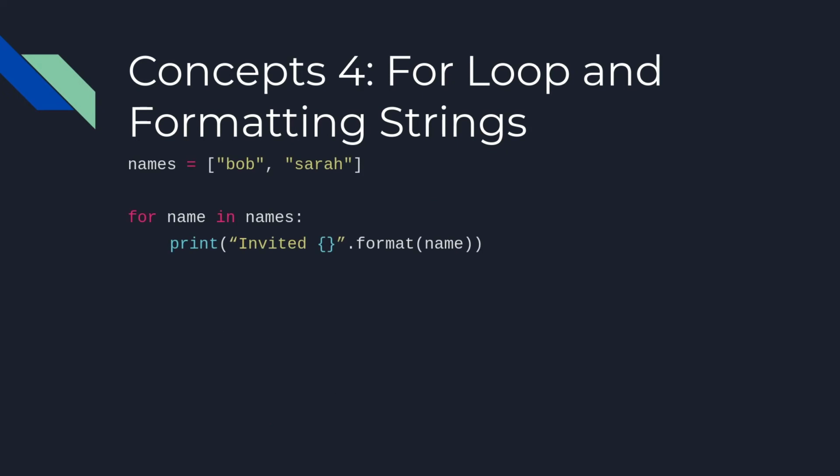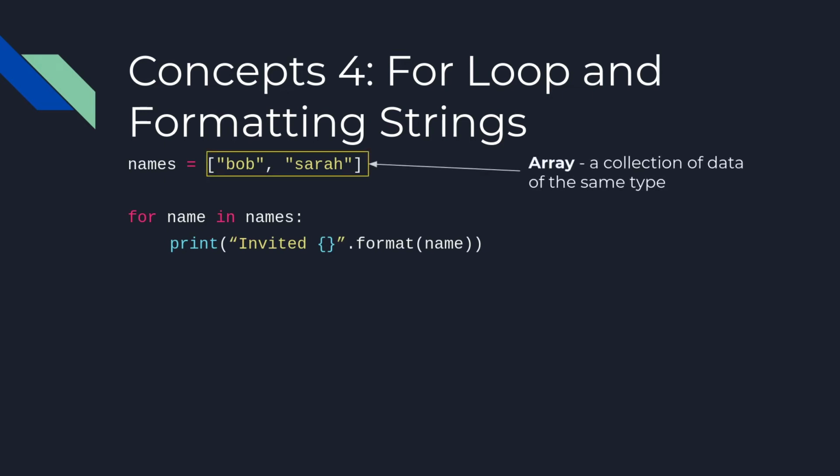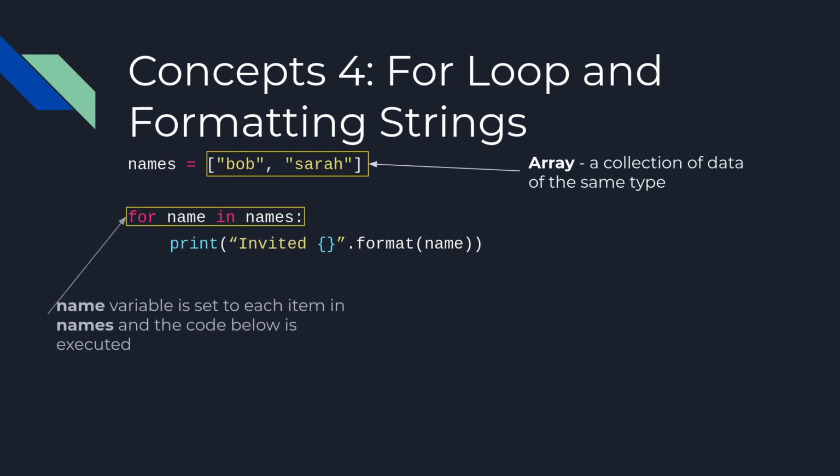A for loop is a different type of loop. This will execute the code below for each item in an array or range. An array is a collection of data, and it is recommended to make it the same type. To create a for loop, we use the for and in keywords to create a variable called name, which is set to each item in the names array. We can then use this name in the code below. Overall, this code returns the names Bob and Sarah on different lines.